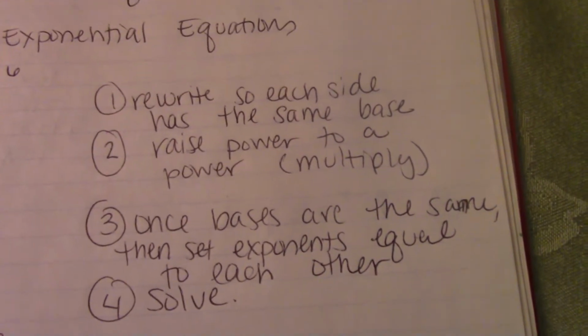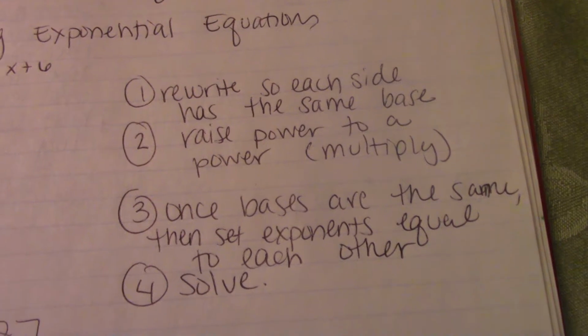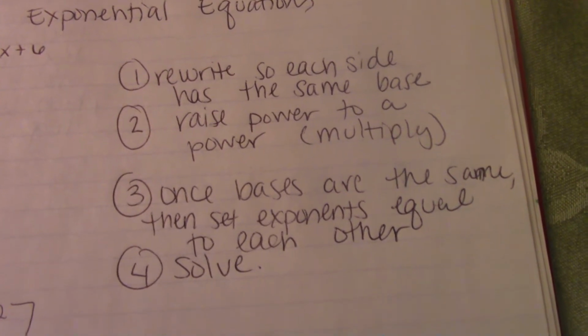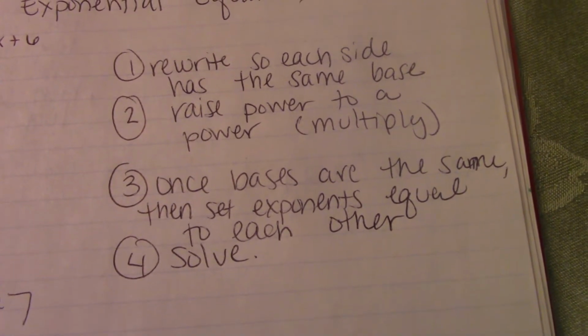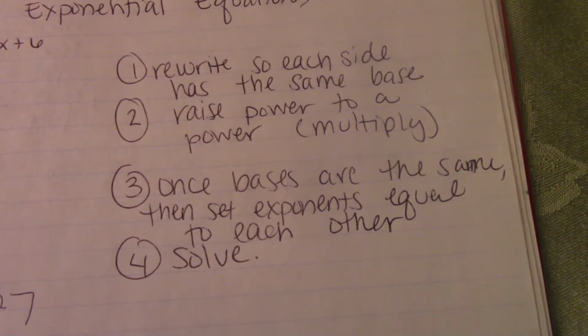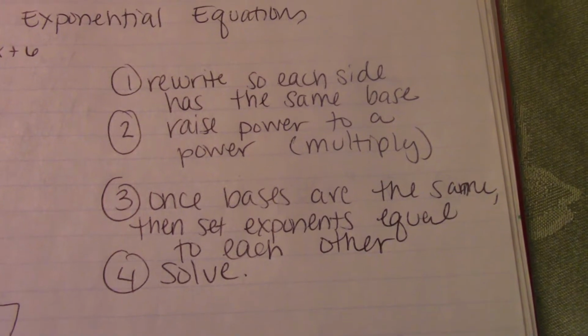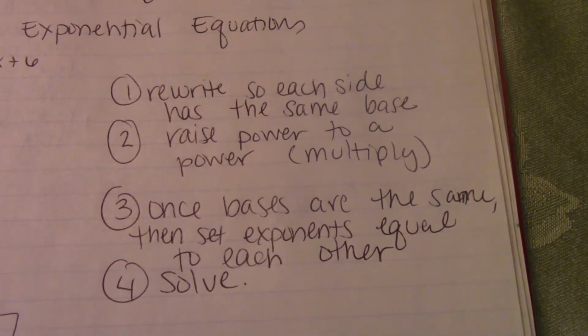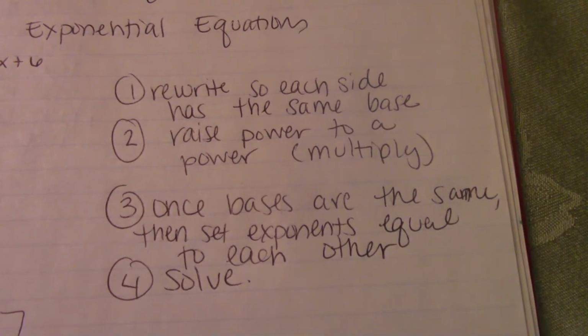Our steps. 1, we need to rewrite so each side has the same base. 2, raise the power to a power. So we're going to multiply our powers. 3, once bases are the same, then set exponents equal to each other. And 4 is to solve.